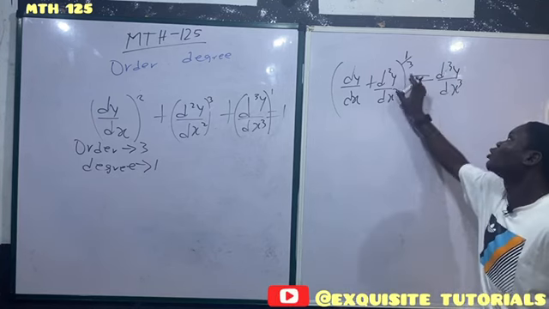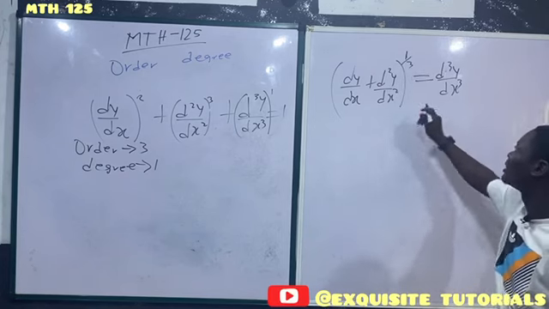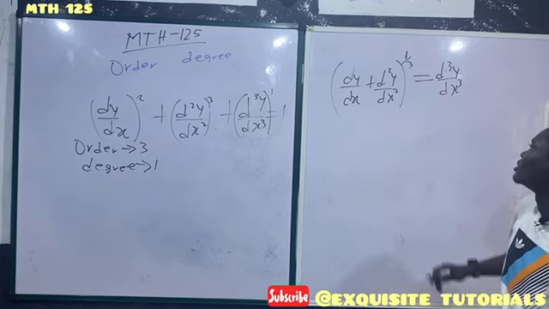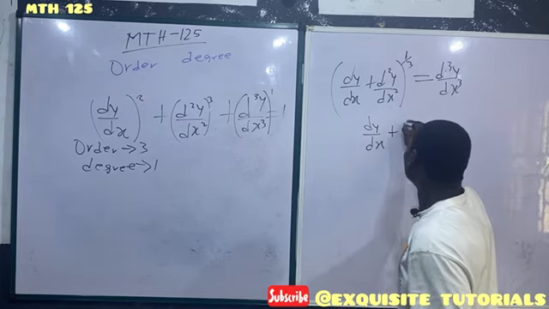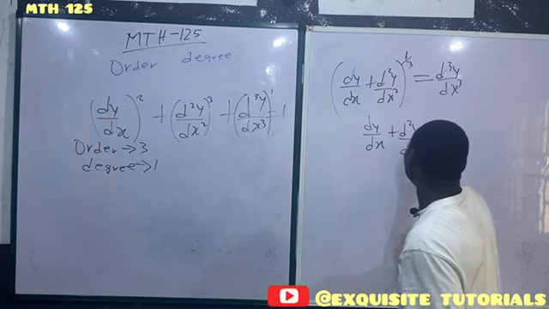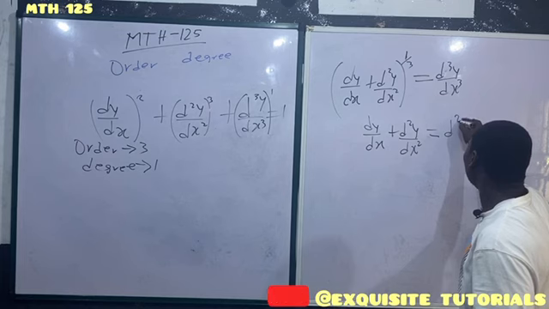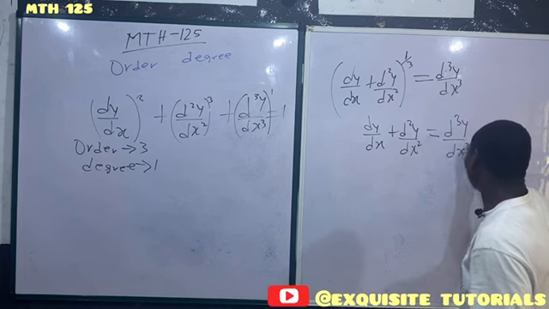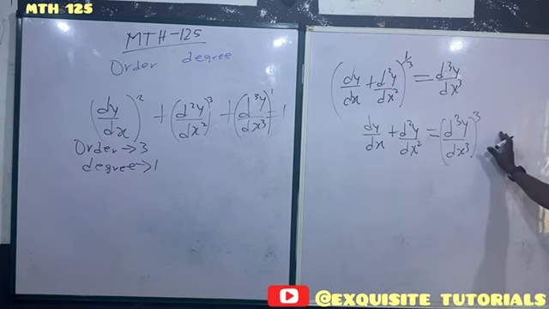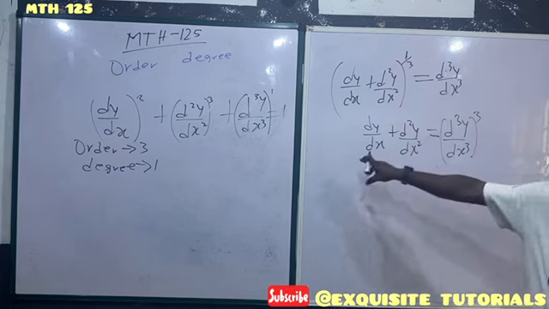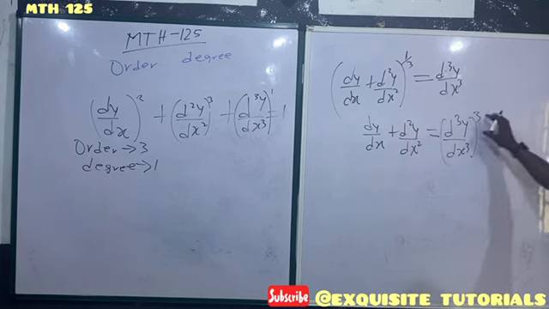Now, I must first of all clear this fractional power, so that everything will be integer powers. Once I clear that, I will have dy over dx plus d squared y over dx squared equals, if I cube both sides, d cube y over dx cube raised to power 3. Now, because I have cleared all fractional powers, I can therefore say that the order of this differential equation is 3 and the degree is 3.